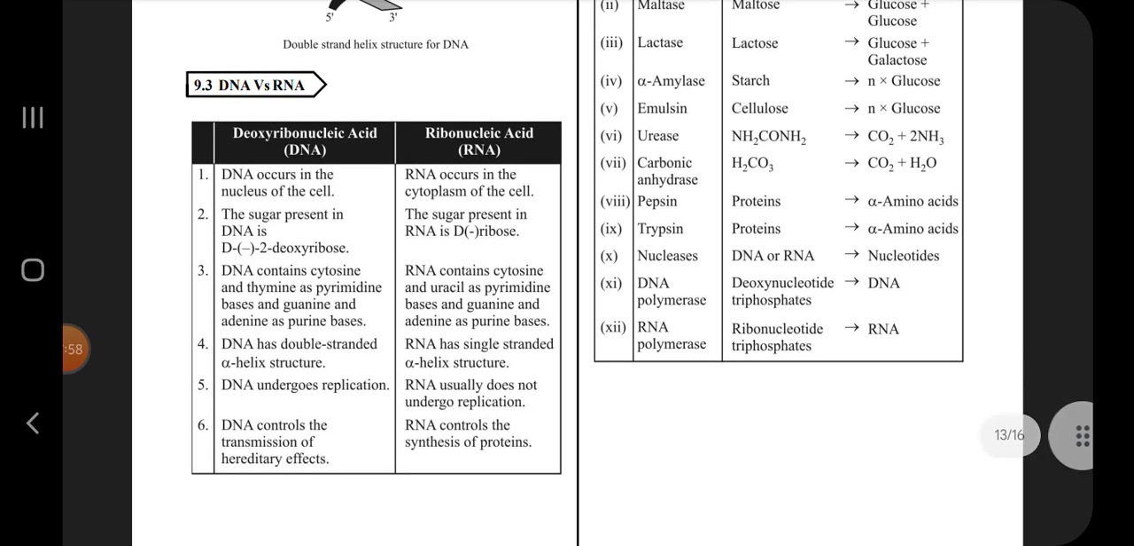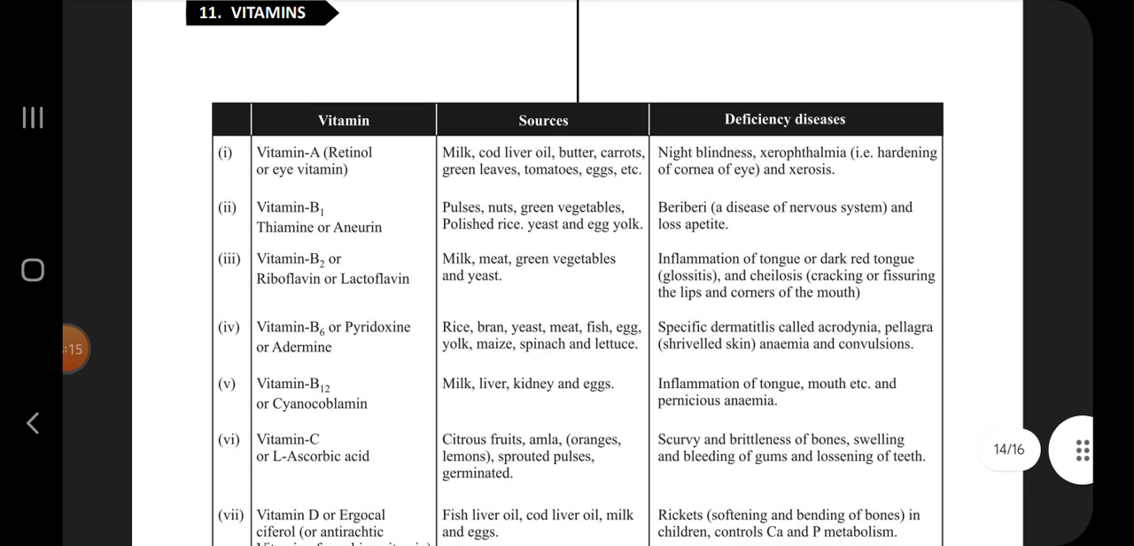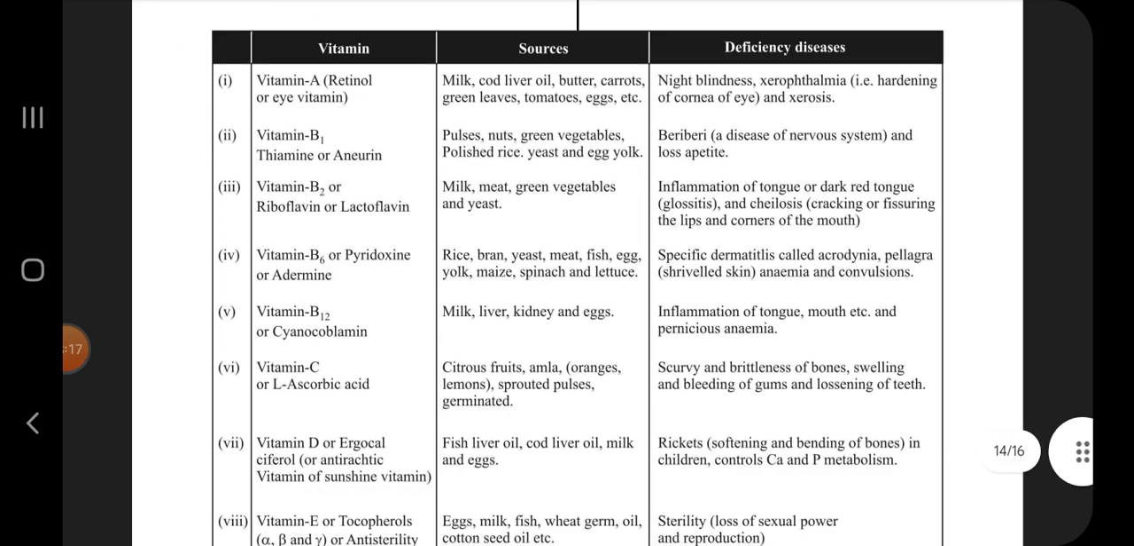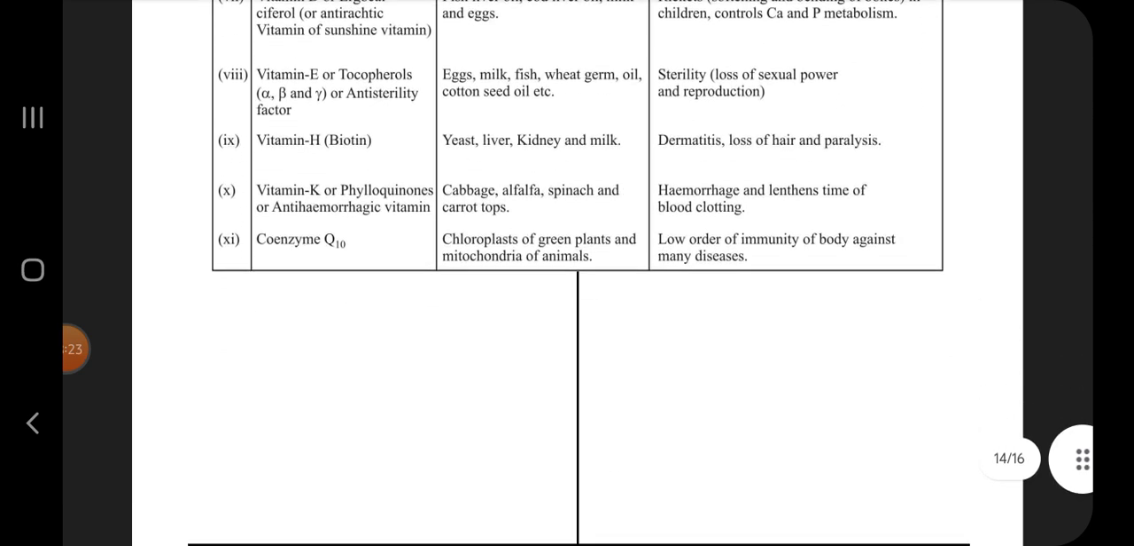DNA occurs in the nucleus of the cell. RNA occurs in the cytoplasm of the cell. The sugar present in DNA is D-(-)-2-deoxyribose, and the sugar present in RNA is D-(-)-ribose. This is the most important table. Please learn it carefully, and please take a screenshot of it.